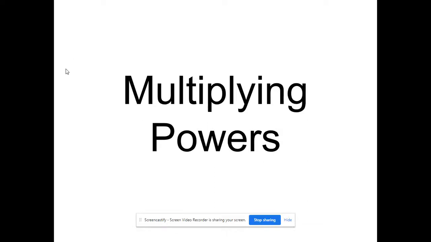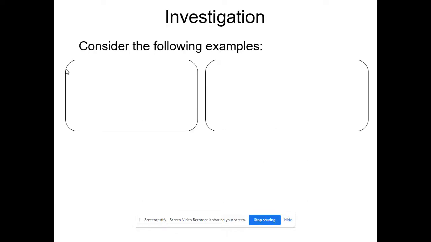Multiplying powers. So we're going to start with an investigation, and we're going to go through two different examples. It says, consider the following examples. Example number 1, I have 3 to the 5 times 3 to the 2. So 3 to the 5 is 3 multiplied by itself 5 times, and 3 to the 2 is 3 multiplied by itself 2 times. So I have 5 3s multiplied by 2 3s.